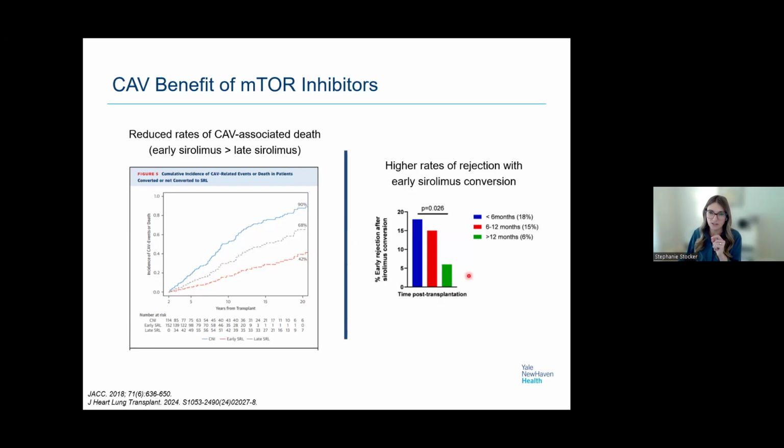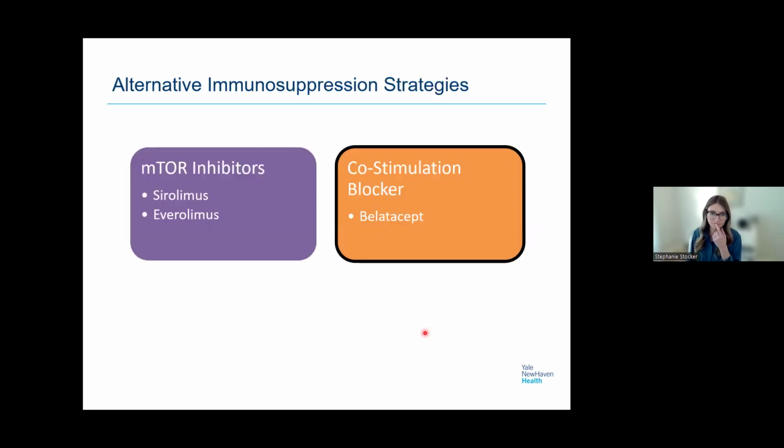And JHLT actually just published a study earlier this year that showed that time from transplant to initiation was one of the big factors that led to, or predicted, I should say, rejection in heart transplant. So use them early, but not too early.